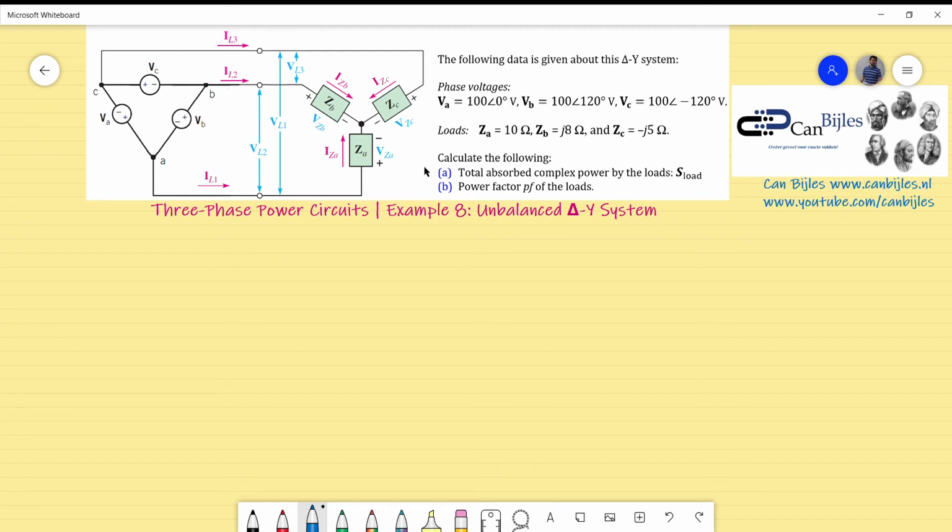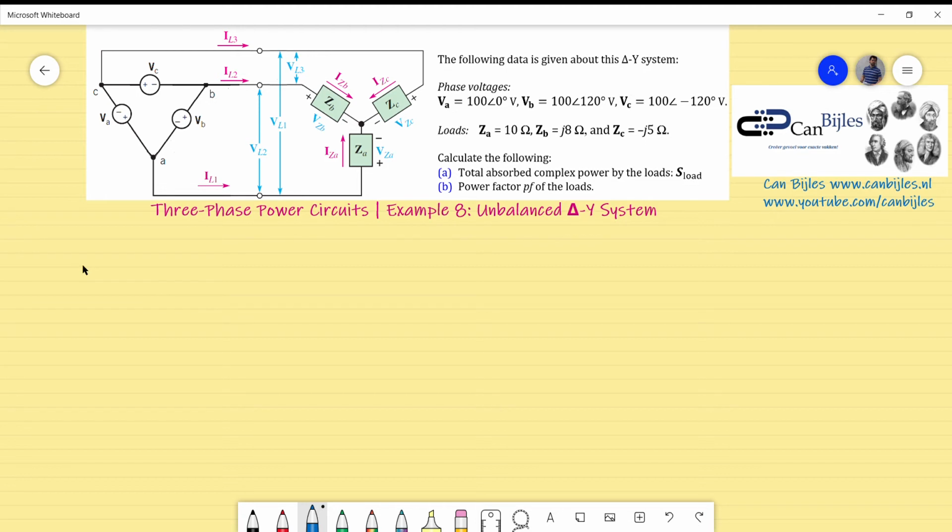So what we would like to know is the following. Calculate the total absorbed complex power by the loads. So what is the total power absorbed by these three loads together, and what is the power factor, the PF, of the loads. So we have two questions.